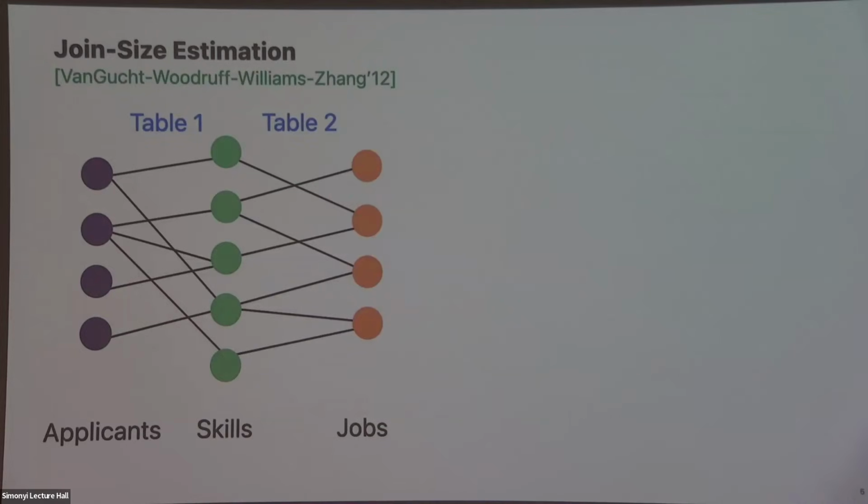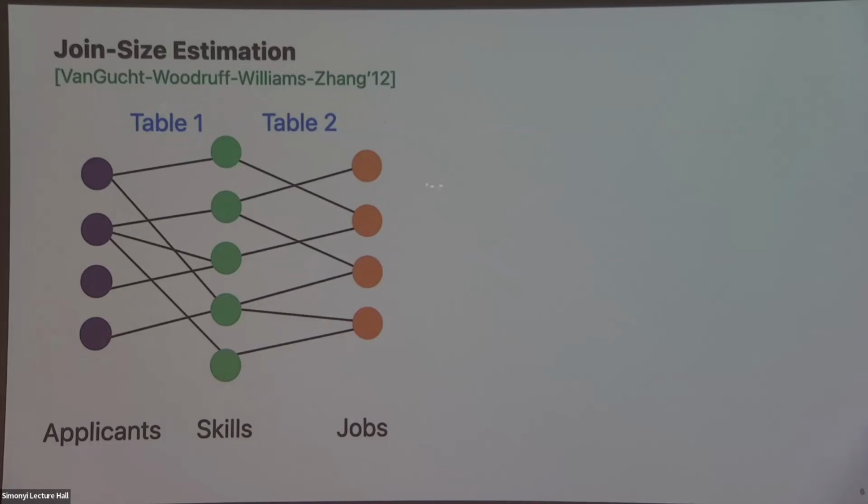Okay, join size estimation, right? So join size estimation, it is a problem from databases. Some might say it is the problem from databases. So what's the problem here? Think of this graph, right? You have applicants. Each of them has a certain subset of skills that they possess. This is represented by this bipartite graph on the left. So this graph I'm storing in one database table.